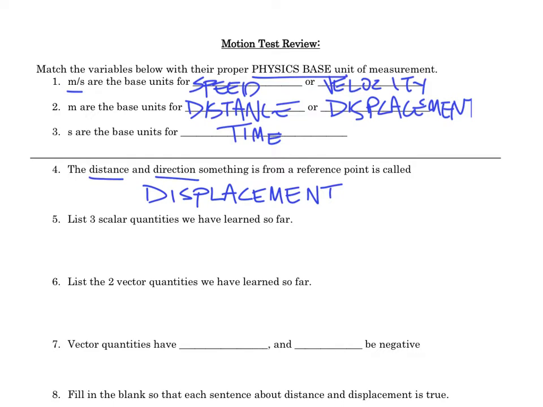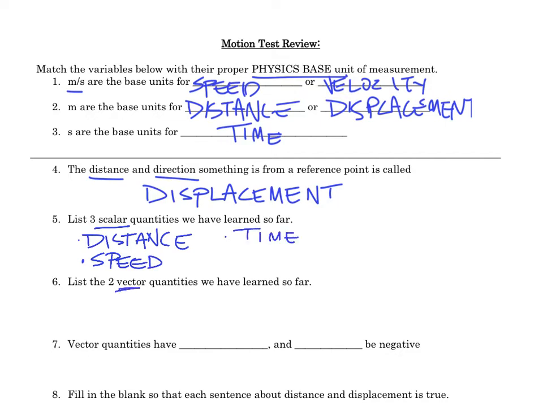Okay. Number 5. There's 3 scalar quantities we've learned so far. Well, scalar meaning no direction, just a magnitude, just a number. We've talked about distance. We've talked about speed and time.